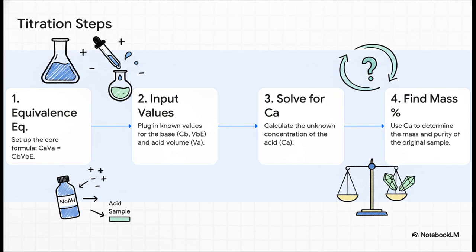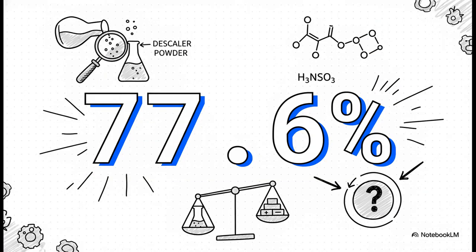Step 1, you've got your core equation. Then in step 2, you just plug in the values you know, the concentration and volume of the sodium hydroxide we added, and the volume of our sample. This lets us solve for the one thing we don't know in step 3, the acid's concentration. And once you have that number, you're golden. So you run the numbers and boom, there's our answer. The descaler powder is 77.6% pure sulfuric acid. That's the power of chemical accounting right there. It turns a question of, I wonder if, into a definitive statement of, here's exactly what is.